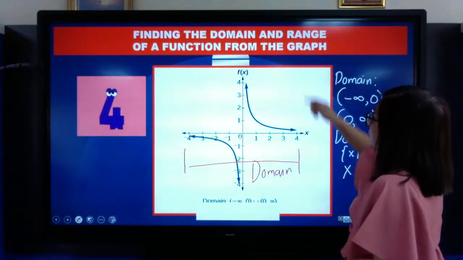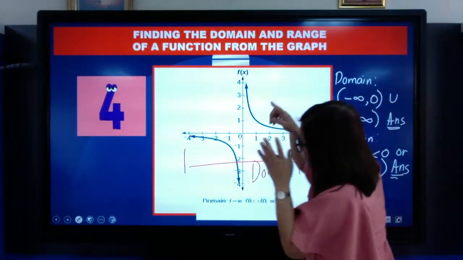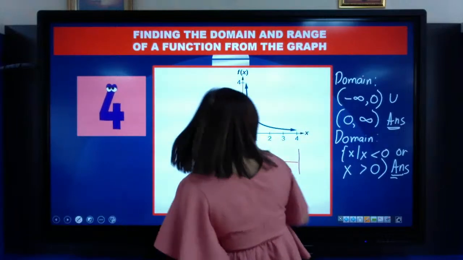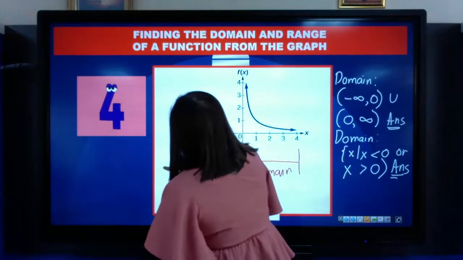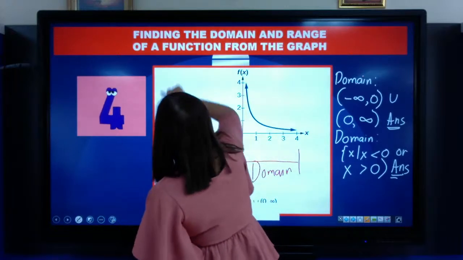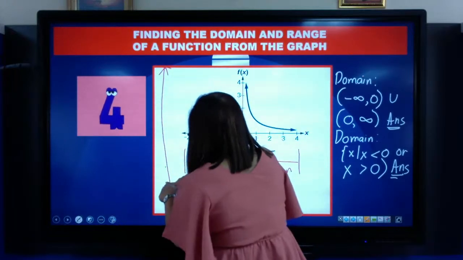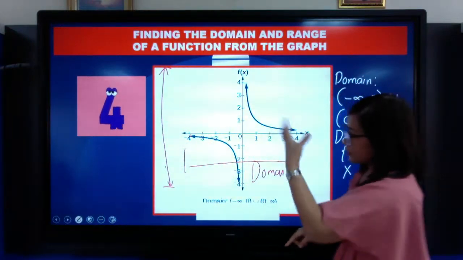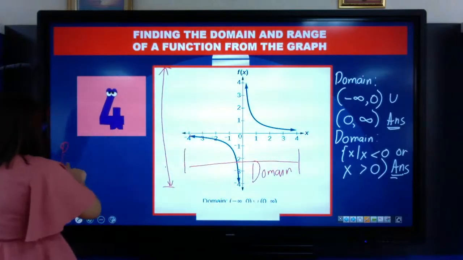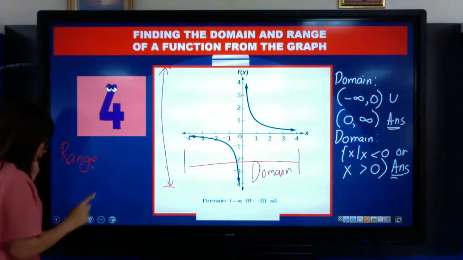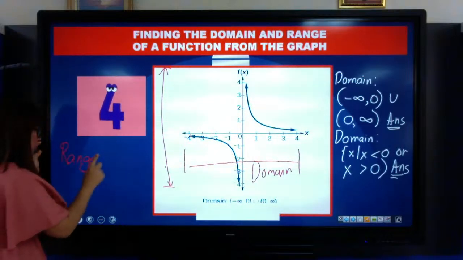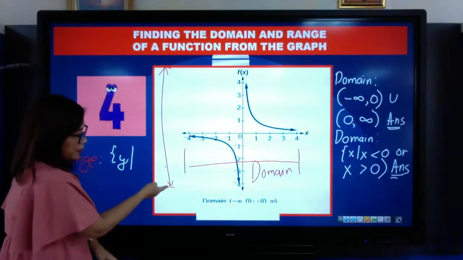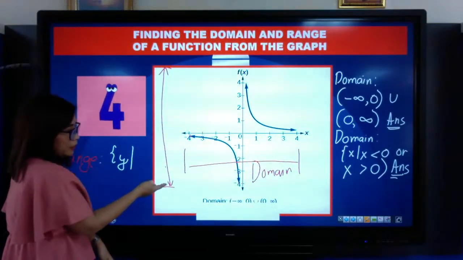Okay, find the domain and the range. How about your range? How do you look for the range to this? Okay, from here up. So what will be the range? There is no space there. Okay, we do this fast. Range is set of all y's such that. What is your y's to this? From here down up.